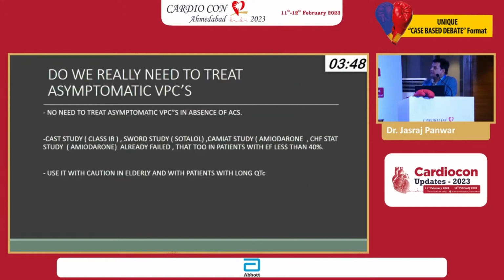So there is no need to treat asymptomatic VPCs in this case. We have already studied VPCs; preventing VPCs with class 1B drugs, metoprolol and others, they found that there was no mortality benefit, so use it with caution, especially long term.